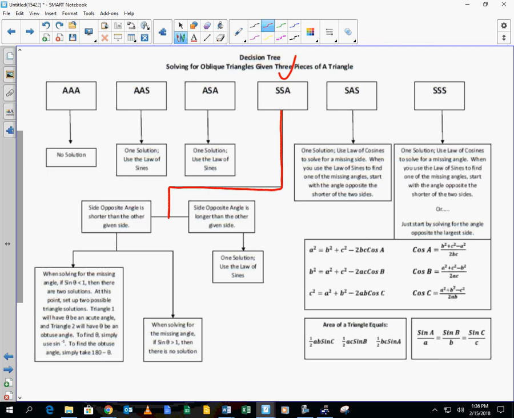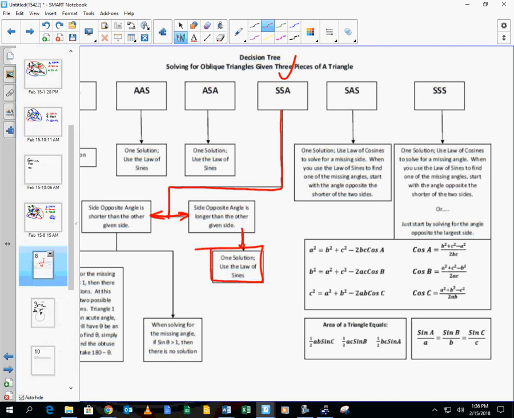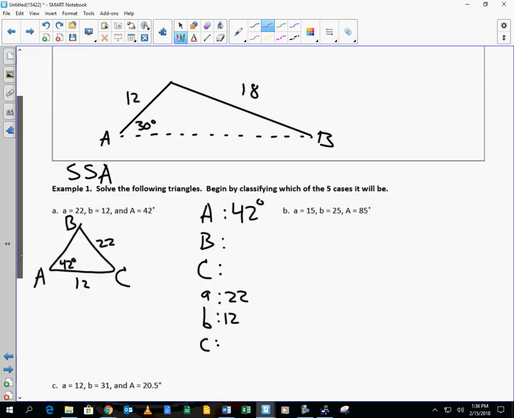So I go down here, and I have to identify one of the two options. Either the side opposite angle is shorter than the other given side, or the side opposite angle is longer than the other given side. Which one is it? It's longer than the other given side. Therefore, we know there's just one solution. Now, I know we can follow it, but let's understand why, again, that works.